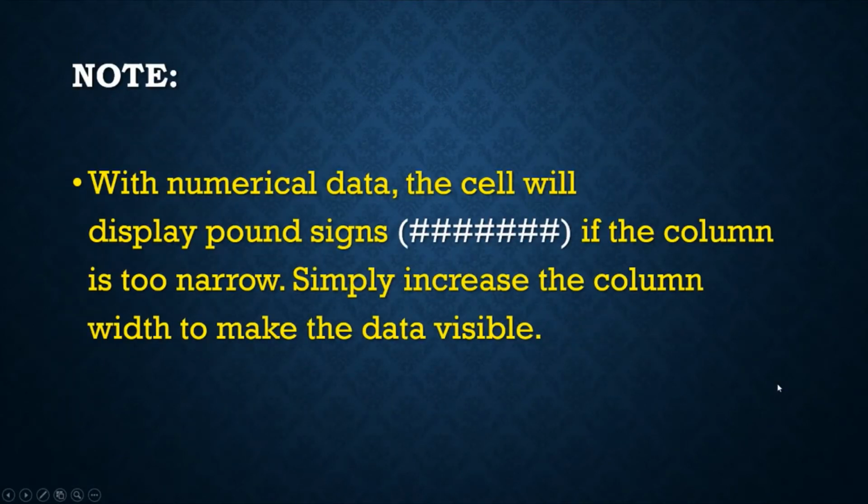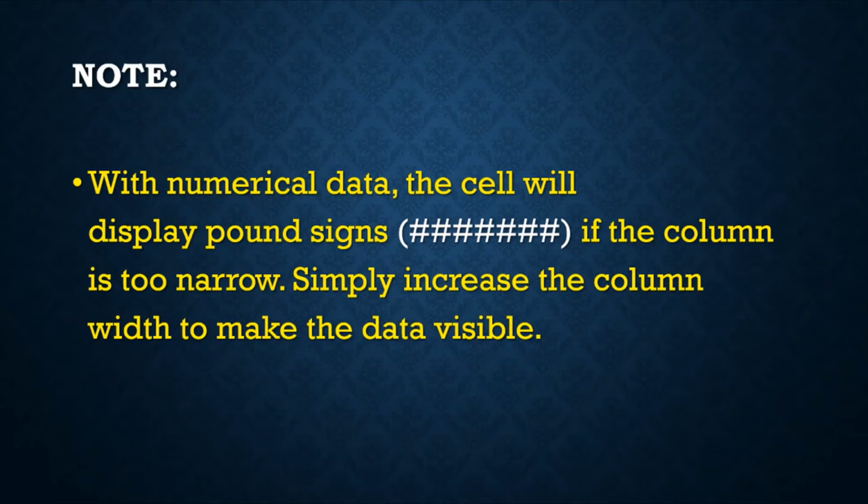Now let's see the note. Things to remember. With numerical data, the cell will display the pound sign, this hash sign as you can see in the bracket, if the column is too narrow. So simply increase the column width to make the data visible.